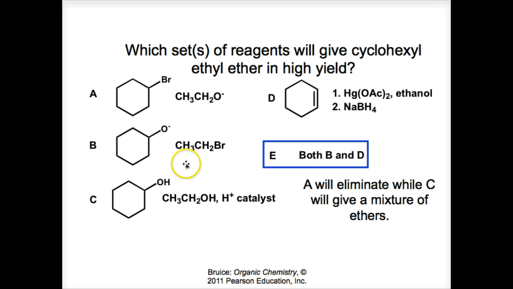Substitution will occur in the case of B and form the product that we're interested in, and also D will do the same. We have ethanol, which is the structure that's going to eventually be on one side of the ether, the ethyl part of the ether. And also C. C will result in a number of different ethers that could possibly form based on these two. So E is the better answer, B and D.